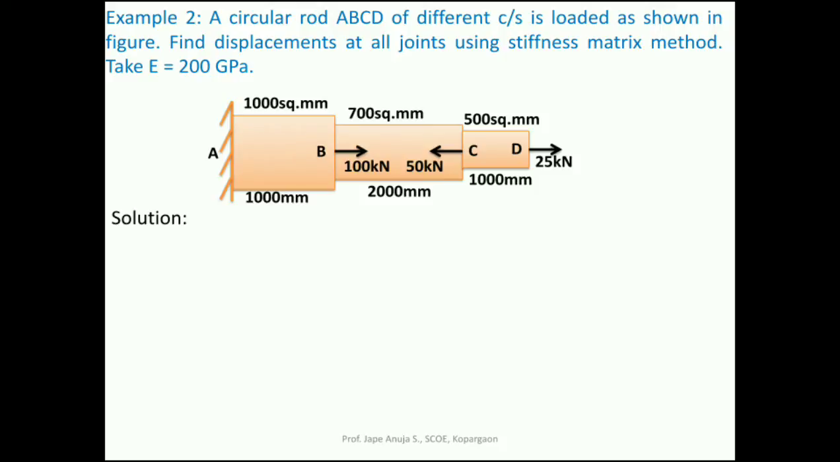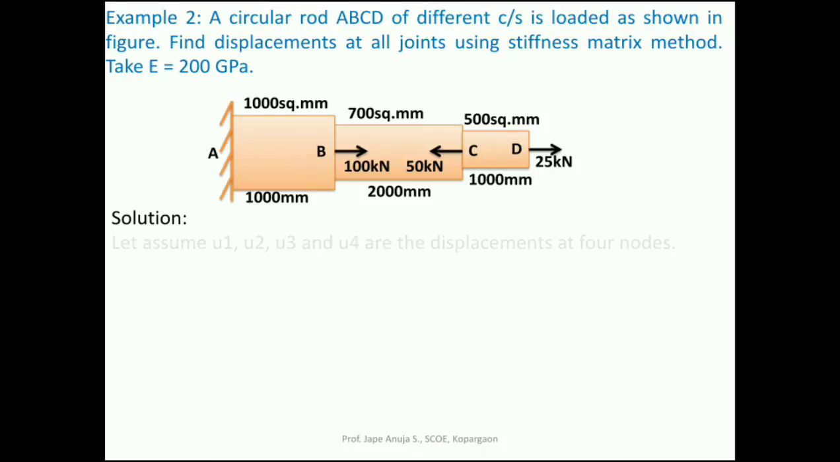So as a whole, if you see this figure, you can find that only three displacements are unknown here, that is UB, UC and UD, while UA, the displacement at the fixed support, is 0. So very first we'll start the solution. Find displacement at all the joints using the stiffness matrix method.